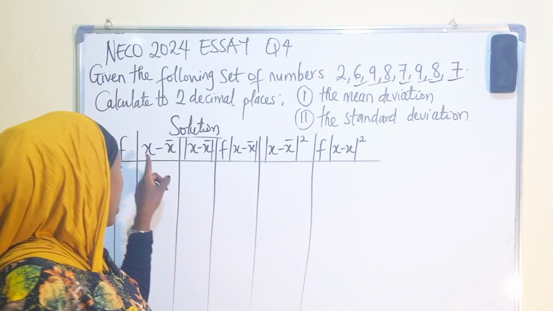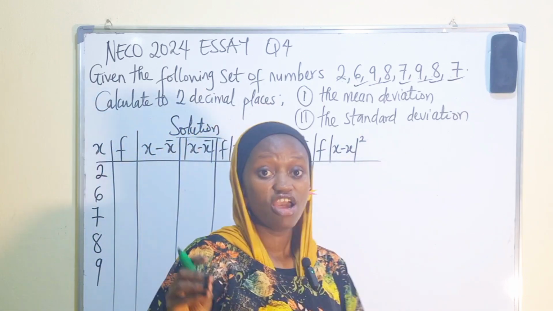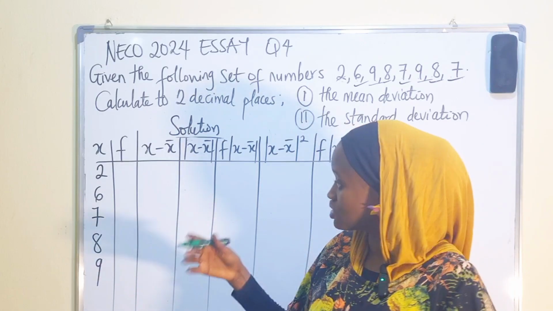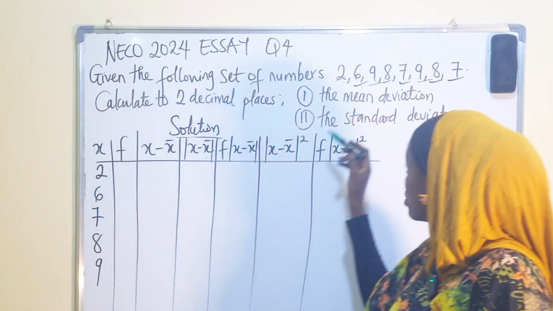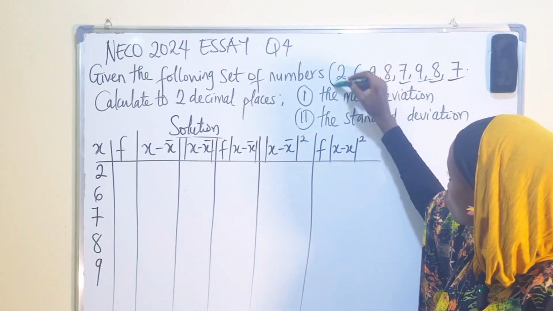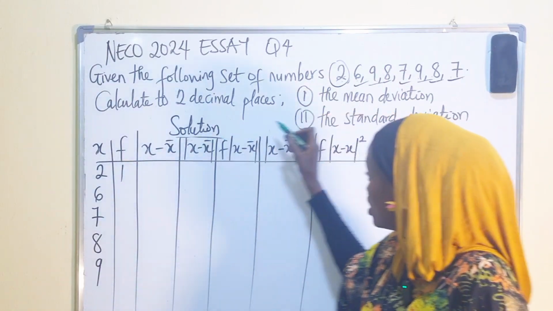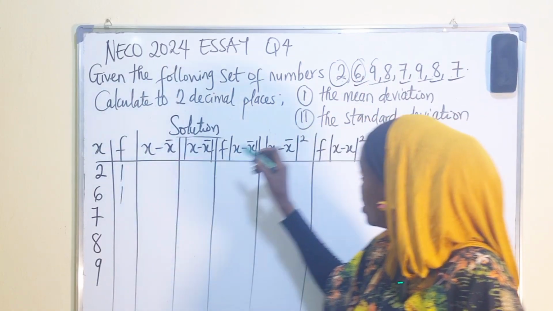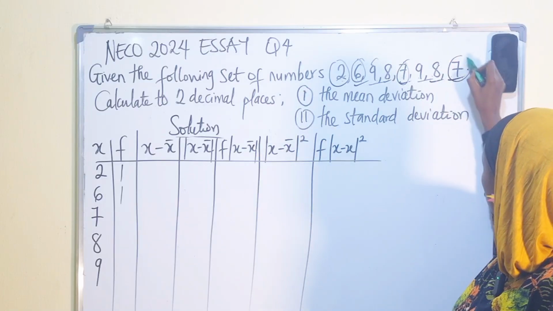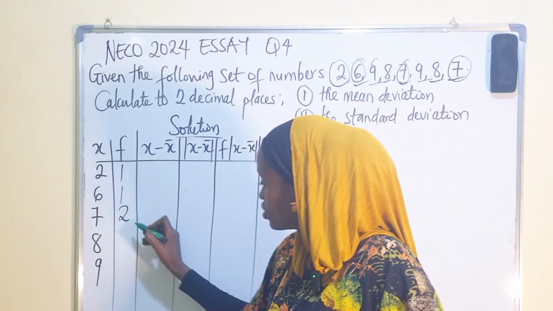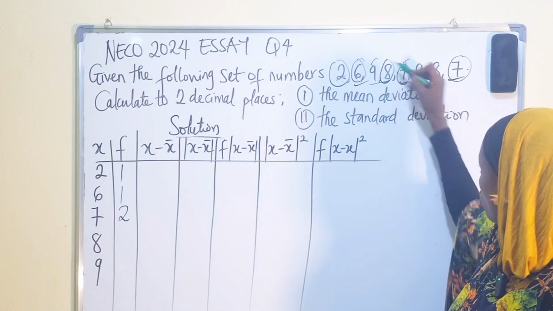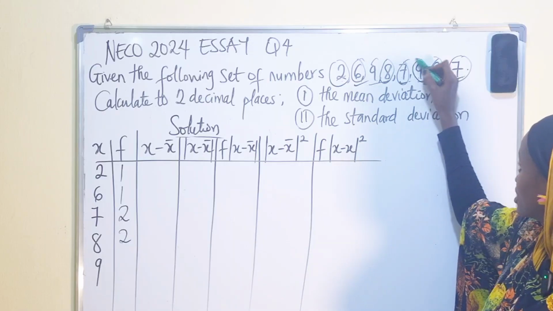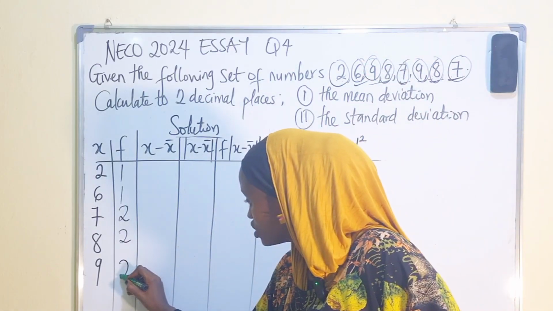Next, we need to complete the column for the frequency. Frequency is the number of times a number occurs. Look at 2. 2 occurs just once. That means the frequency for 2 is 1. 6 occurs also once, that means the frequency for 6 is 1. 7 occurs twice, 1 and 2, so 7 has a frequency of 2. The next one is 8. 8 occurs 2 times, meaning the frequency is going to be 2. Then the last one is 9. 9 also occurs 2 times, so the frequency is going to be 2.